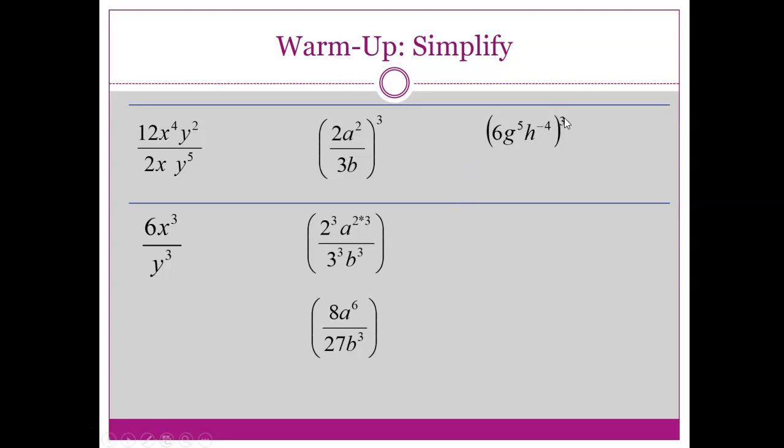In example 3, you're going to distribute the cubed to all 3 terms, giving you 6 cubed g 5 times 3. Again, power to a power is multiplied. H to the negative 4 times 3, giving you 216 g to the 15th h to the negative 12. Negative exponents drop to the denominator as positive, giving you 216 g to the 15th all over h to the 12th.